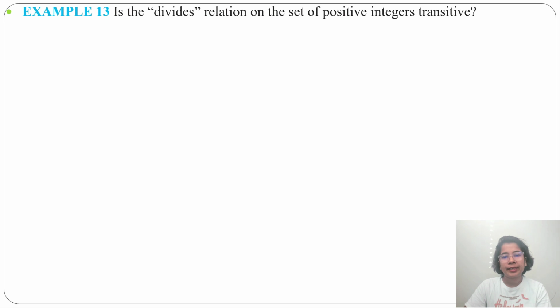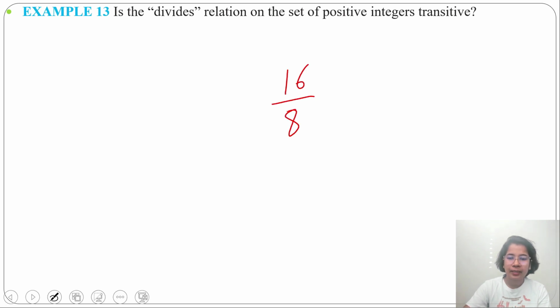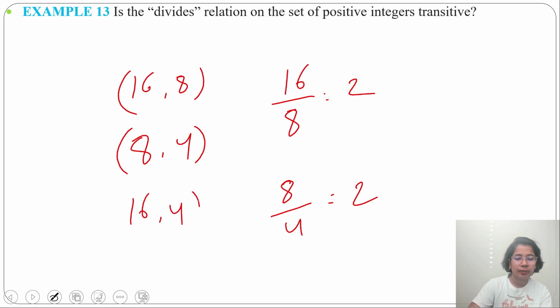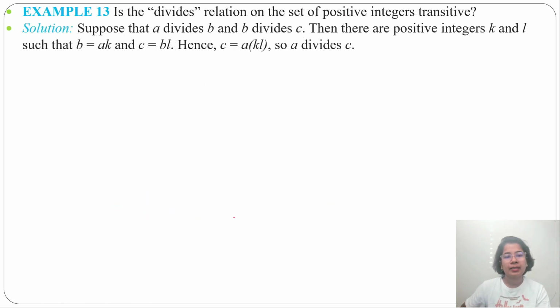Next example 13. Is the divides relation on the set of positive integers transitive? Yes, it is transitive. Suppose 16 divides 8, it's 2. Now 8 divides 4, it's 2. So 16 divides 8, it's one pair. Then 8 divides 4, it's another pair. Then we can say 16 divides 4. Yes, hence it is transitive.